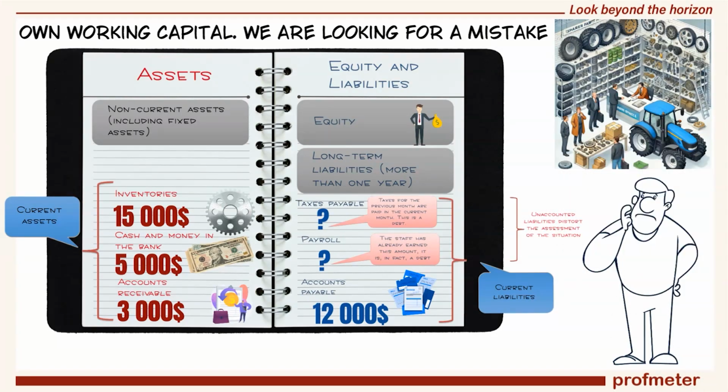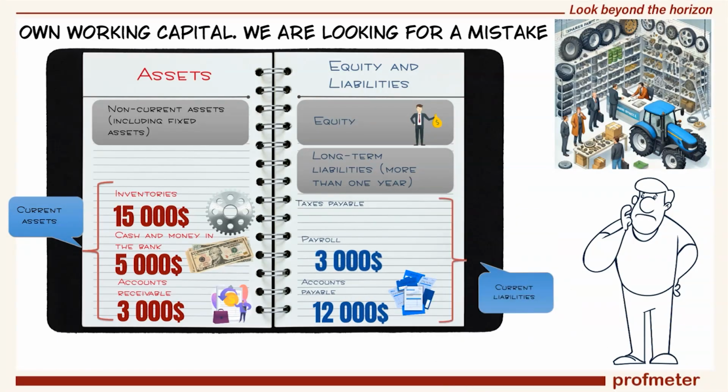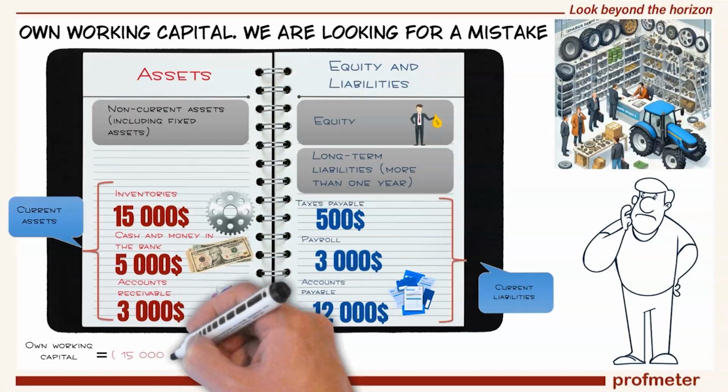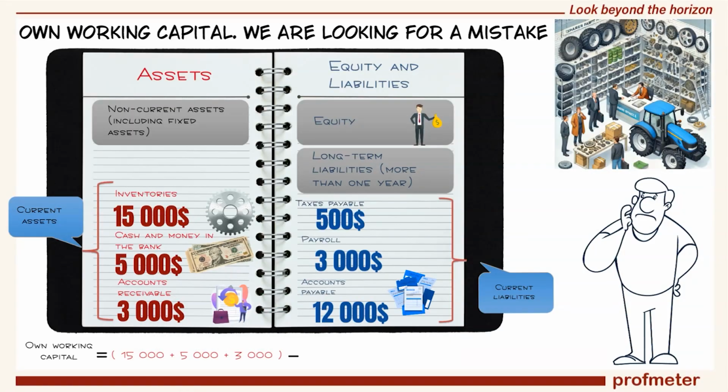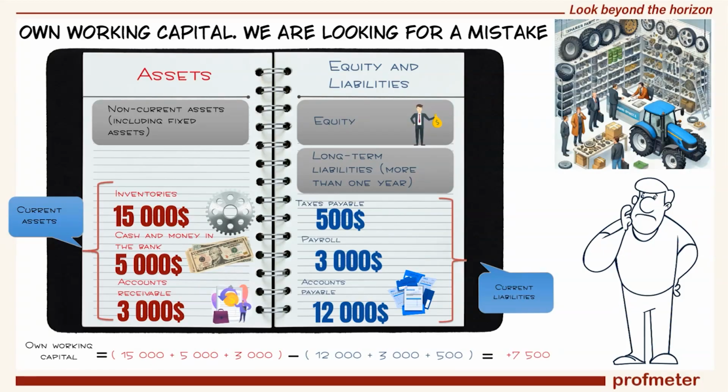Let's refine the calculation. Let's say $3,000 is still needed for payroll. The employees have already earned it, but we will pay it later. That means it's our liability. And for taxes, let's assume $500. Now, the adjusted amount is already $7,500. Quite a shift in perception, right?